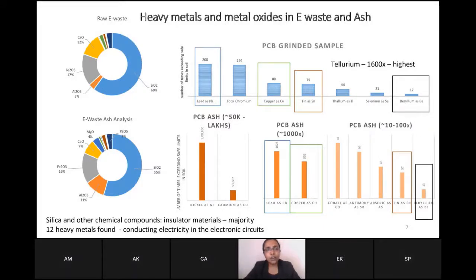And we also did a mass spectroscopy analysis of these ground samples. We did it for the waste and also for the ash after burning it. What we found was that the non-conducting, insulating portion of the board is literally 50-60% of the entire composition, and it is just silicon oxide. And the conducting elements like aluminium, iron, and other things turn out to be the other half.